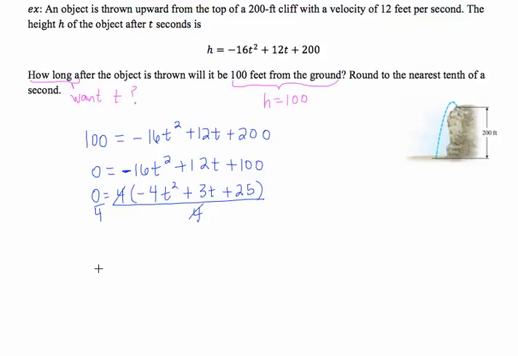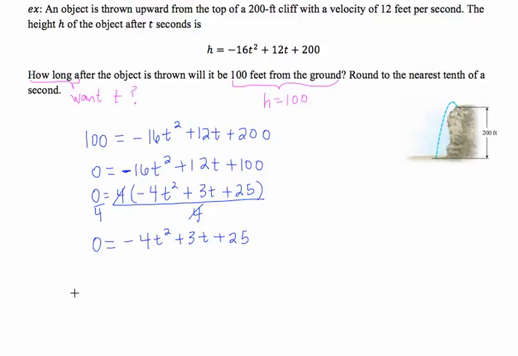The other thing you could do is you could have factored out a negative 4 and divided by negative 4 if you don't like having a negative for your leading coefficient right here, but that's optional. So we have 0 equals negative 4t squared plus 3t plus 25. Okay, maybe this factors, maybe it doesn't. It looks like it would be kind of hard to factor and it might end up taking a while. So I'm going to jump straight to the quadratic formula.